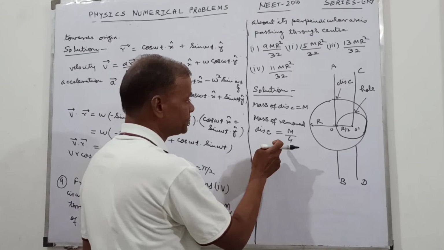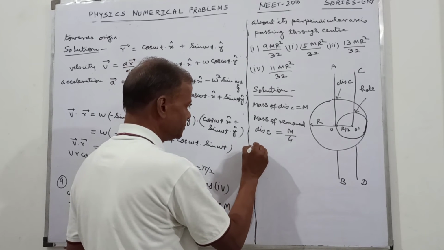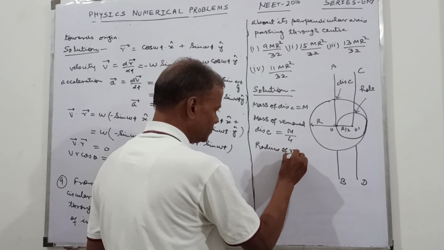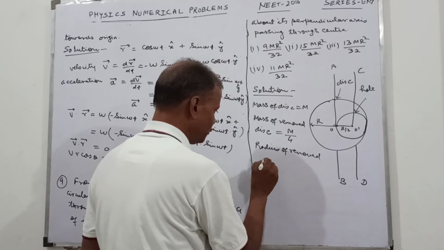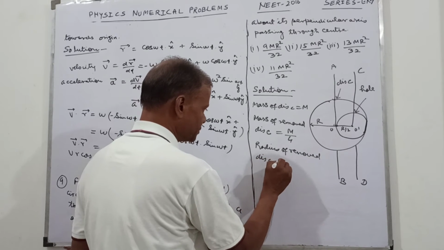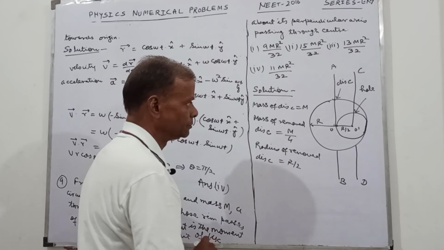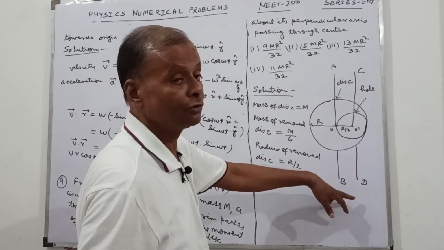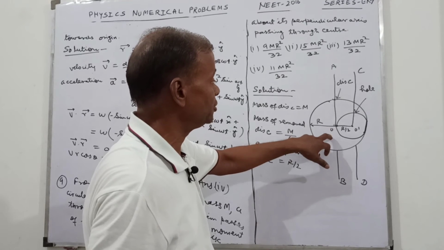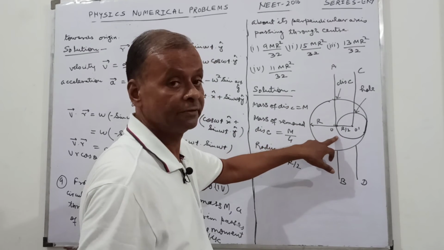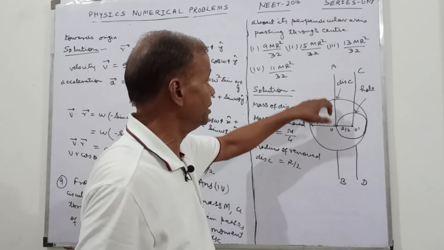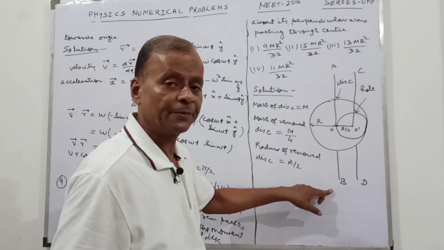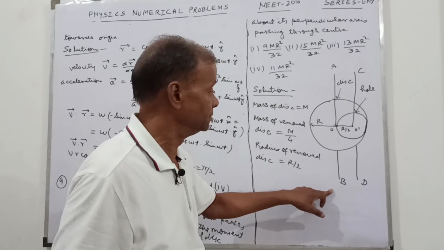So the radius of the removed disk is equal to r by 2. Now you can see that these two axes are parallel to each other. Then to find the moment of inertia of the remaining disk, we have to find the moment of inertia about this axis AB that passes through the center and is perpendicular to the plane of the disk.